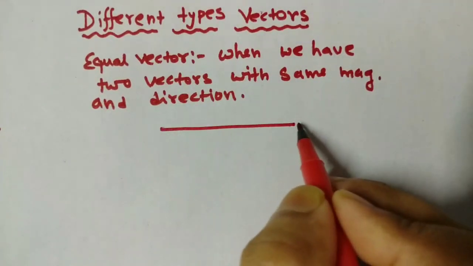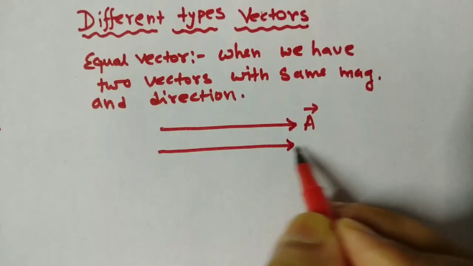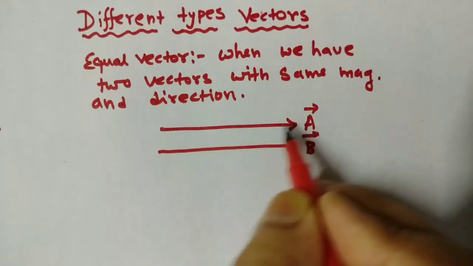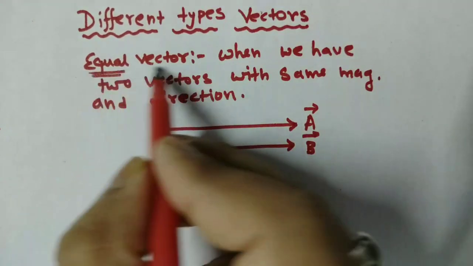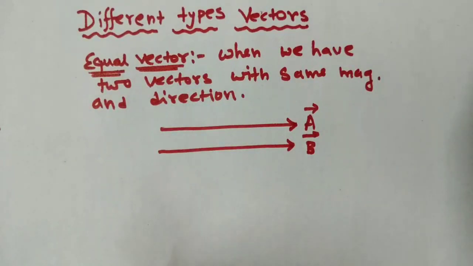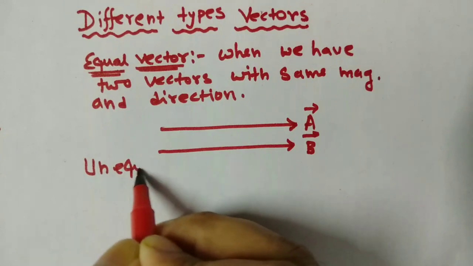Suppose we have a vector like this, say this is a vector, and we have another vector like this. So direction wise they are same and magnitude wise they are also same, so we can say that these vectors are equal vectors. Okay, so next we have the concept of unequal vector. So let's see what is unequal vector.